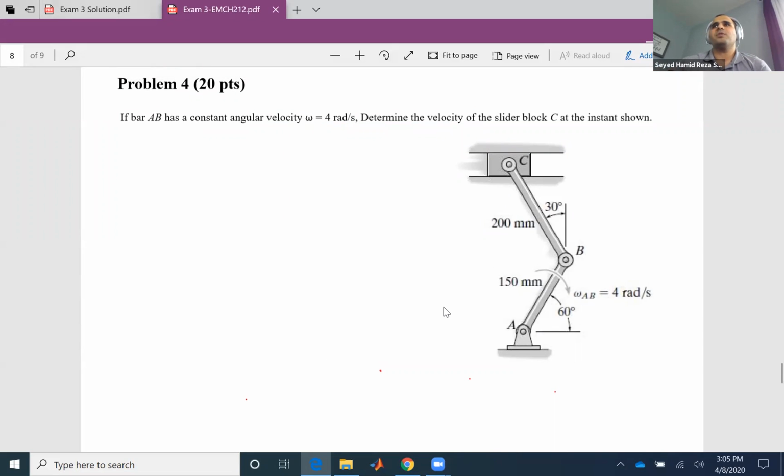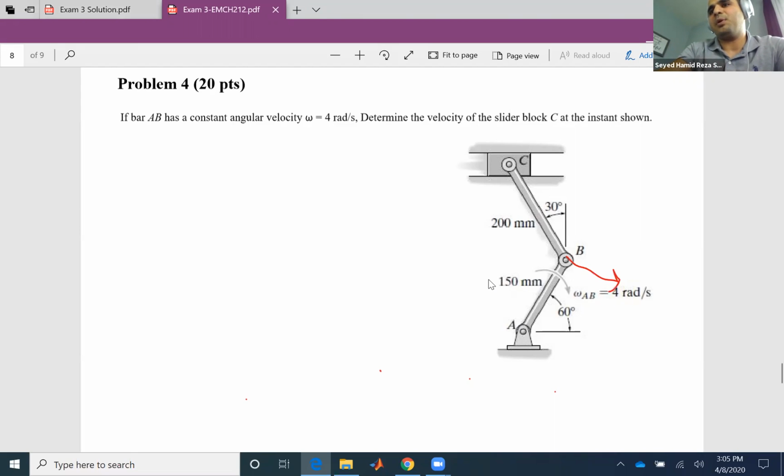Okay, if there is no question, we can go to problem 4. If bar AB has a constant angular velocity, omega of 4 radian per second, determine the velocity of slider block C at the instant shown. So by looking at the problem, we already know everything about B. This is a velocity problem, so the problem is not asking for acceleration, which makes it simple. We want to find the velocity. We have the velocity at B.